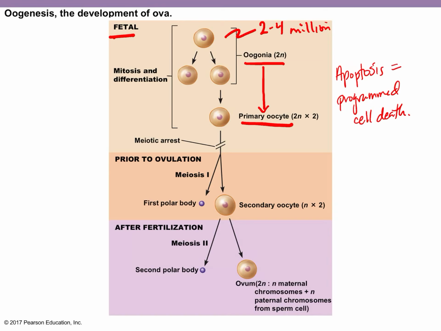Okay, so when the baby girl's born, there's about 1 to 2 million primary oocytes. A baby girl is born already primed with all the primary oocytes that she'll ever need in her lifetime. Out of these 1 to 2 million, only about, I think the number is about, 400 to 500 ever mature and go through ovulation.